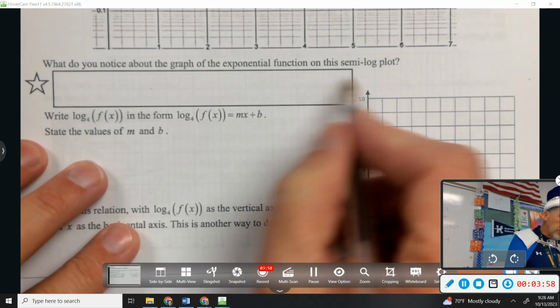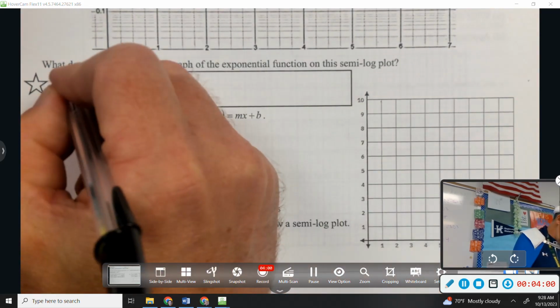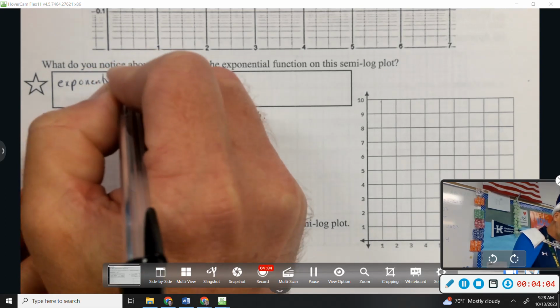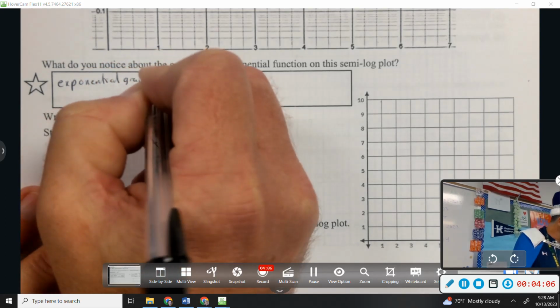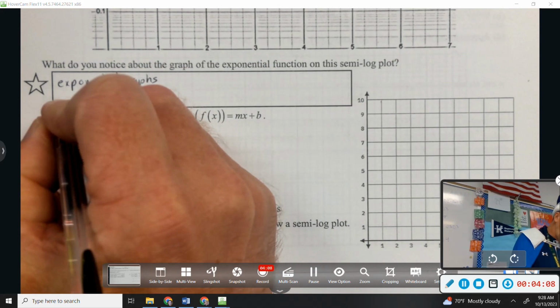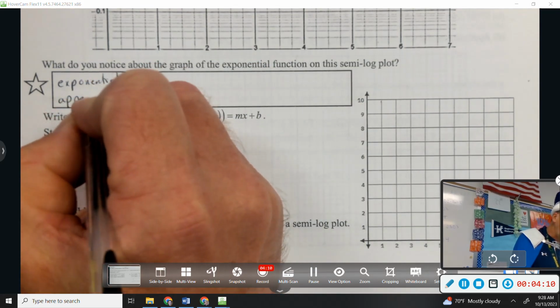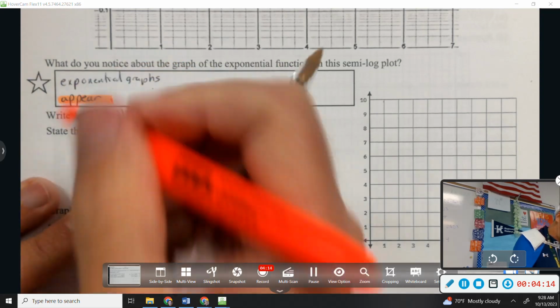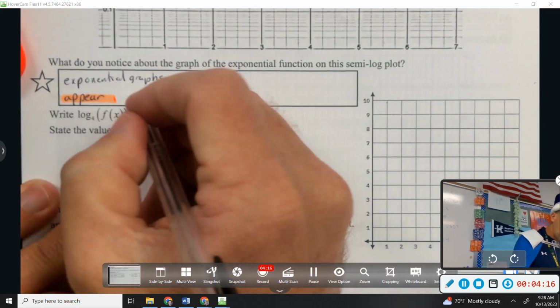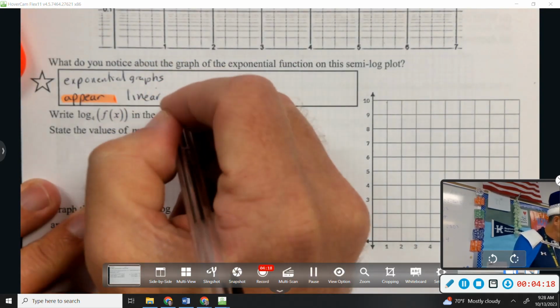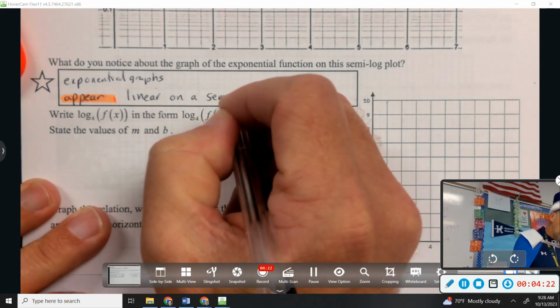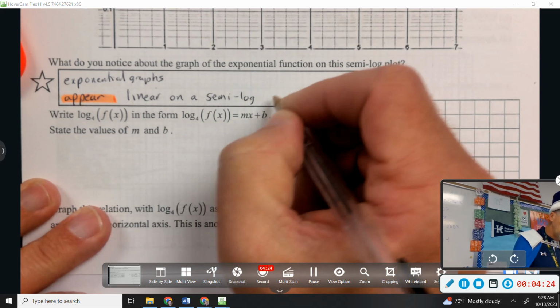So what do you notice? This is exactly what you said. Exponential graphs, I'm going to say appear linear. I think that's the best word choice there. Appear linear on a semi-log plot.